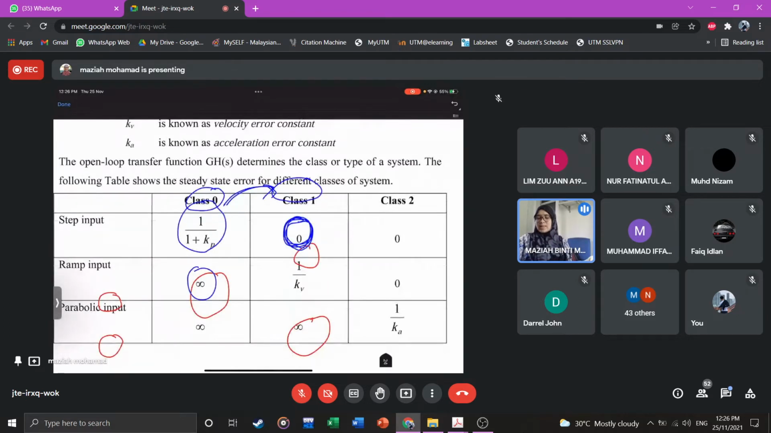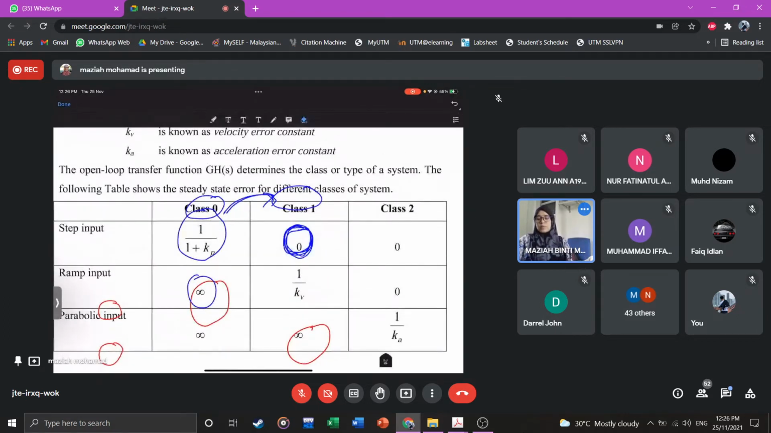Okay, you should at least have class 1 for a ramp input. If you apply a ramp input into class 0, the error is infinity. So we know that the system will become very unstable. It will damage the system. So for a ramp input, your system should be at least class 1. The error will be 1 over Kv.